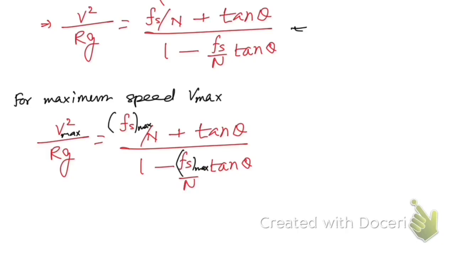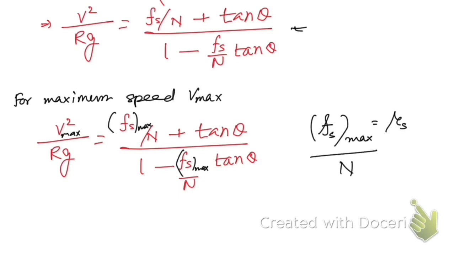Hope you have understood this. Okay, so in that case, here we can put that Fs max is equal to the coefficient of static friction into N. So that's why we can replace this ratio by the coefficient of static friction, right? Hope you have understood this.